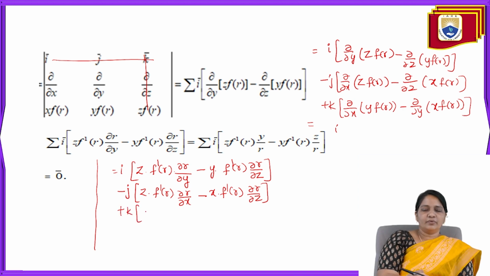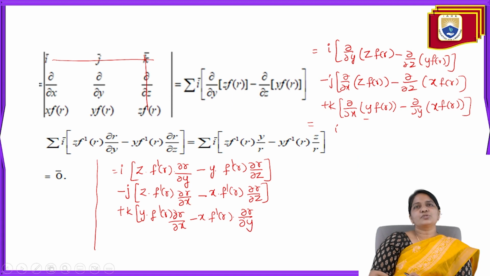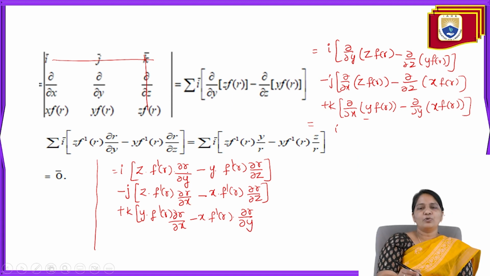Next, coming to the third one, plus k. ∂/∂x of y f(r). So here y is the constant. For f(r) we write f'(r) and ∂r/∂x. Here ∂r/∂x. Minus, now we are differentiating with respect to y here. So x is the constant. So f(r) is f'(r). So ∂r/∂y. So first we should know ∂r/∂y, ∂r/∂z and ∂r/∂x. Then we can substitute here to find out whether it is equal to 0 or not.